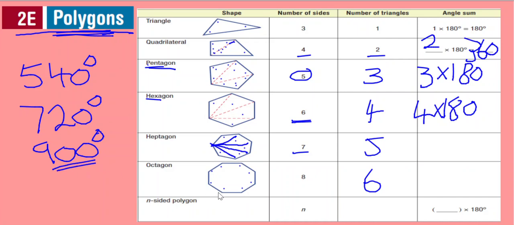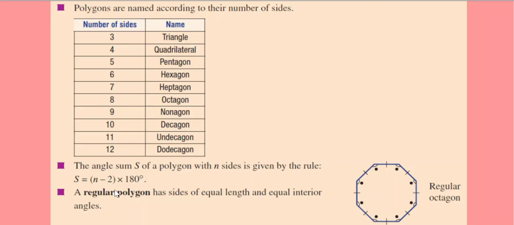So to work out, if you're given any particular shape, there is a formula you can use to work all that out. I'm going to skip on to this formula, where n is the number of sides in the polygon. So if you subtract 2 from the number of sides the polygon has and multiply that answer by 180, you can work out how many degrees all the angles within the polygon add up to.